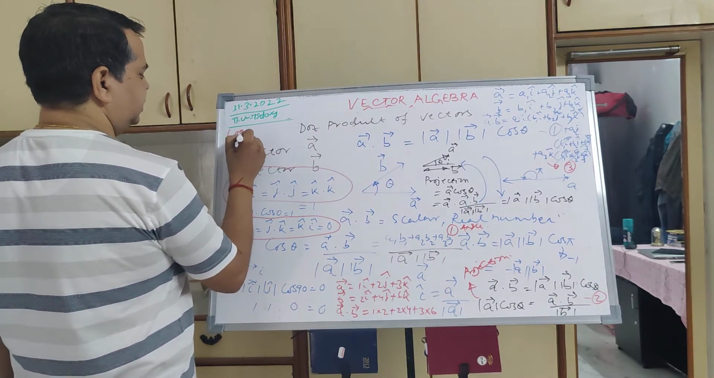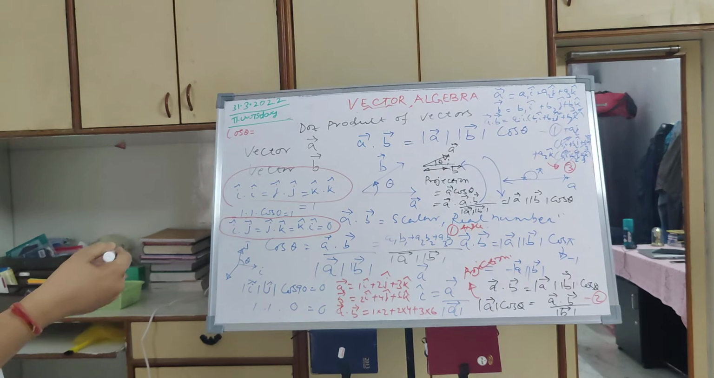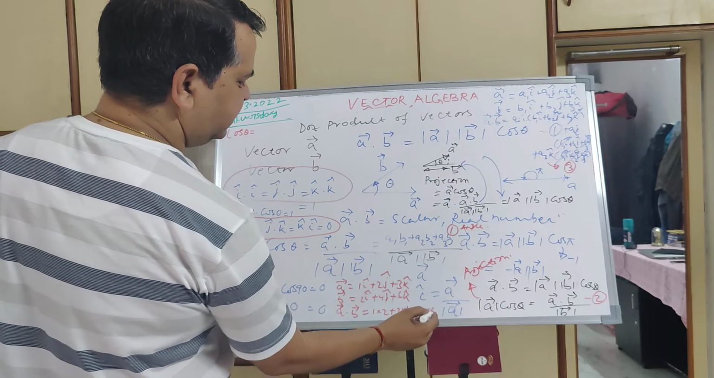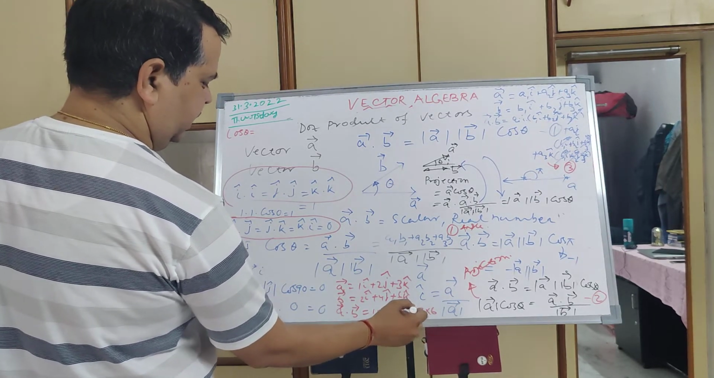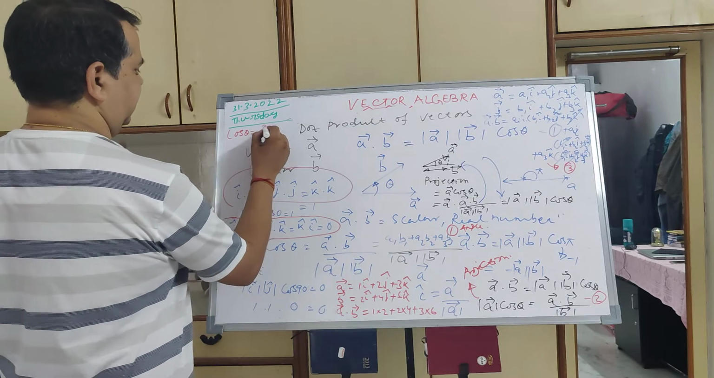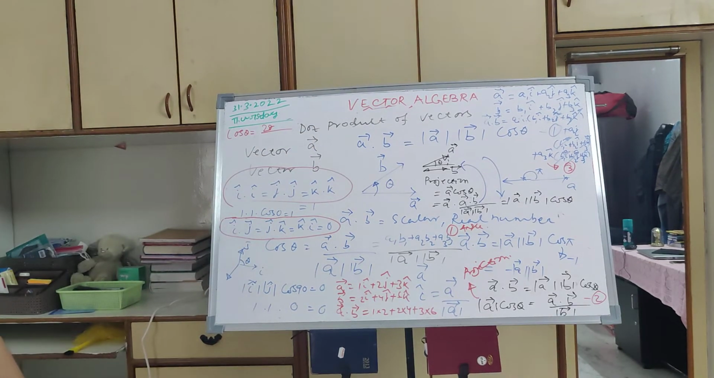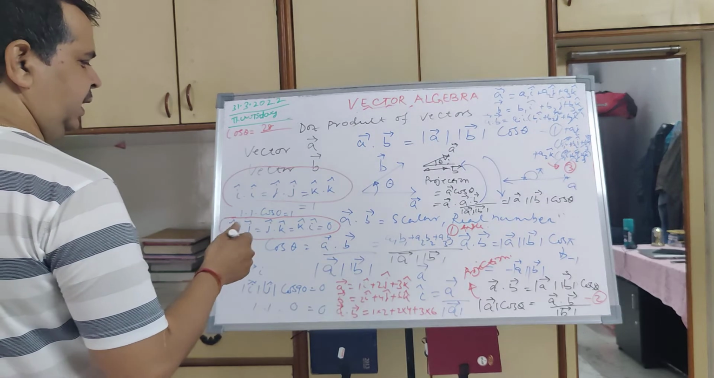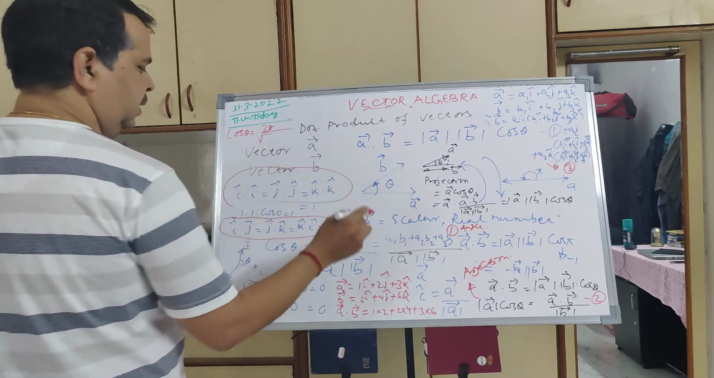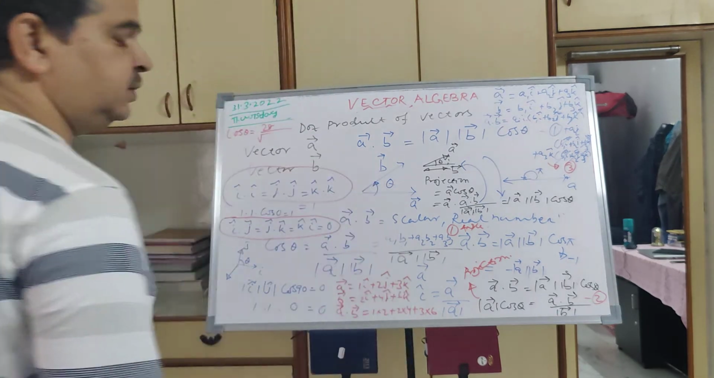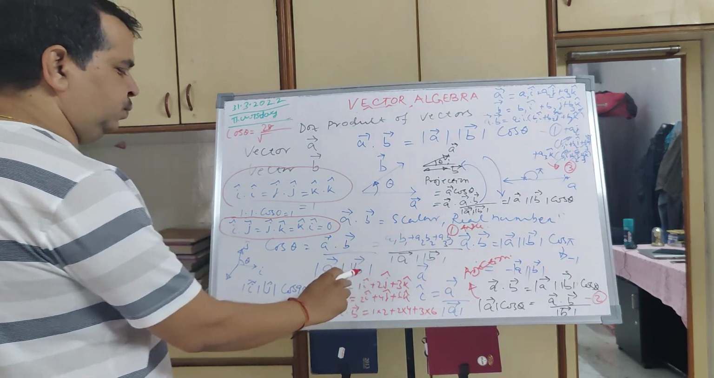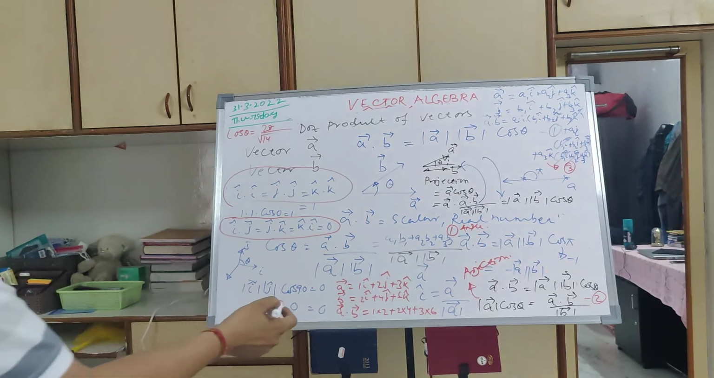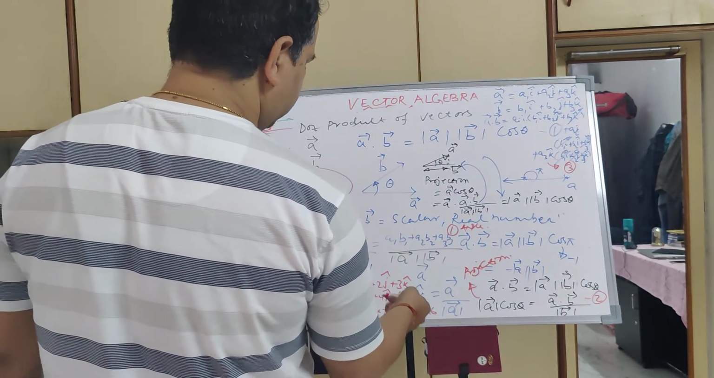The catch is cos theta is equal to A1 B1 plus A2 B2 plus A3 B3 divided by the magnitudes. So how much is it? 2 plus 8 plus 18, that is 28. Then divided by the magnitudes of A and B, so the square root of 1 square plus 2 square plus 3 square. 1 square is 1, 2 square is 4, 3 square is 9, so 14.